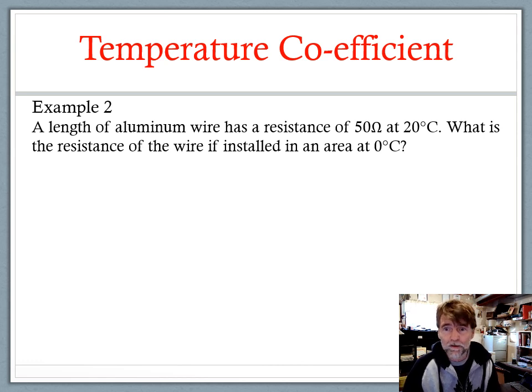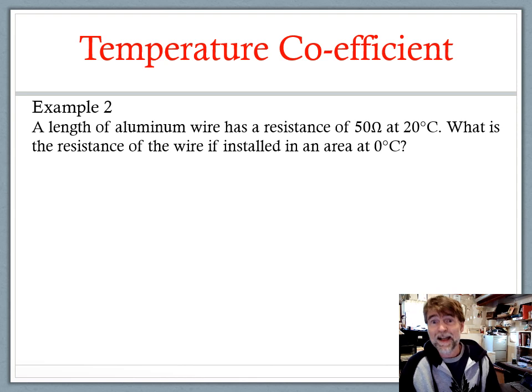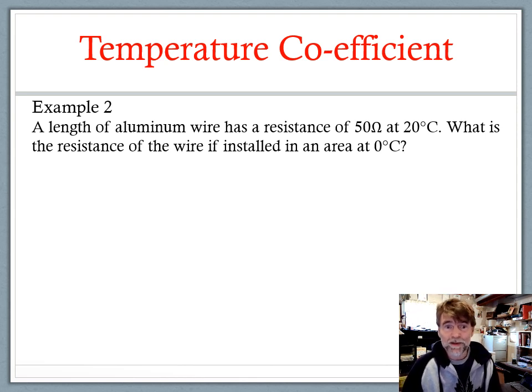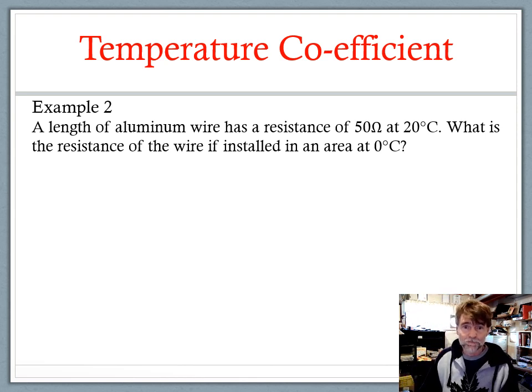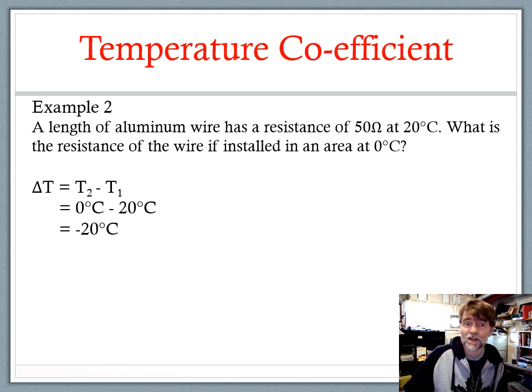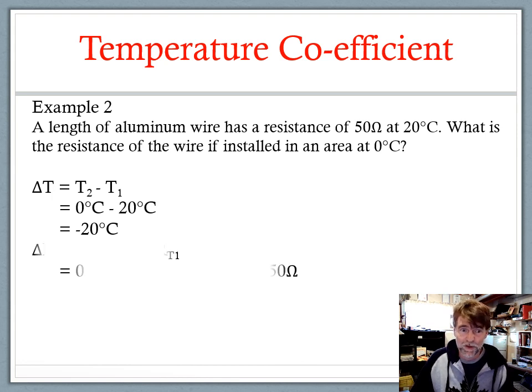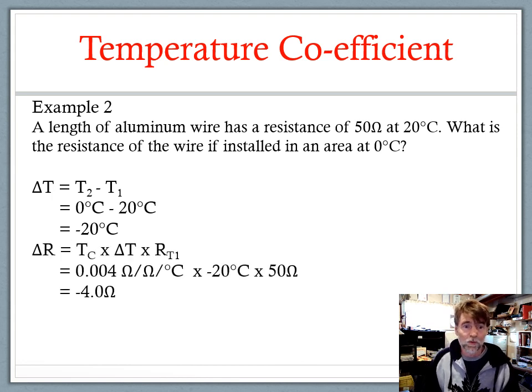We have aluminum wire, resistance of 50 ohms at 20 degrees Celsius. So there's what we calculated originally. Now the question is, we place this in an area at 0 degrees Celsius, what will be the resistance of that conductor? So first of all, what is the change in temperature? Well, the change in temperature now is going to be minus 20 degrees Celsius because we've gone down from 20 degrees to 0 degrees.